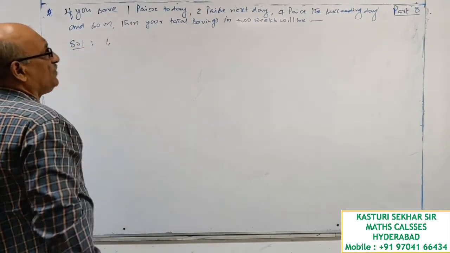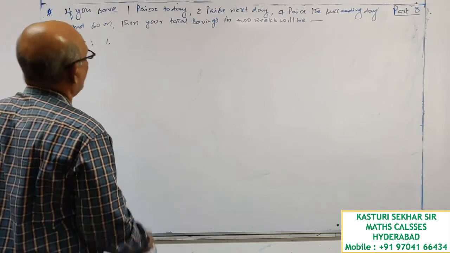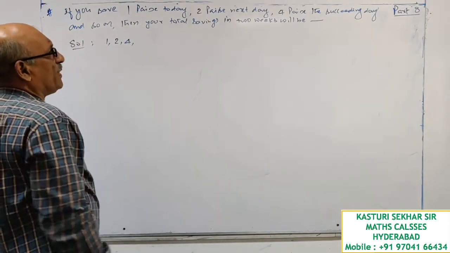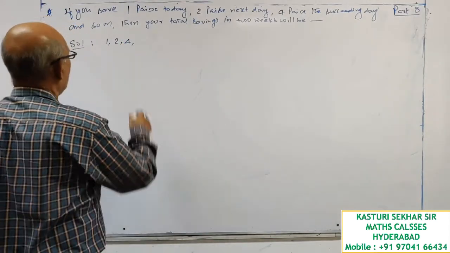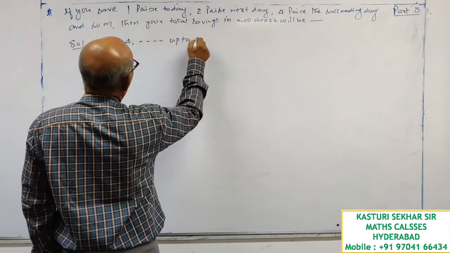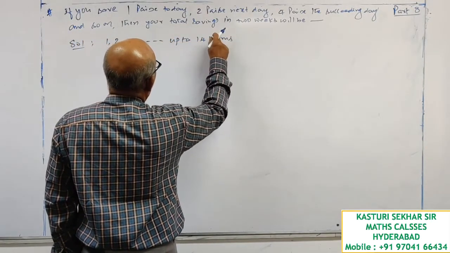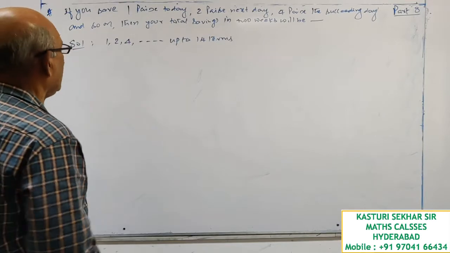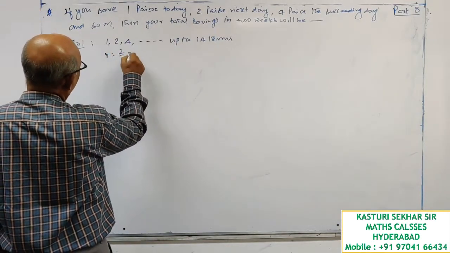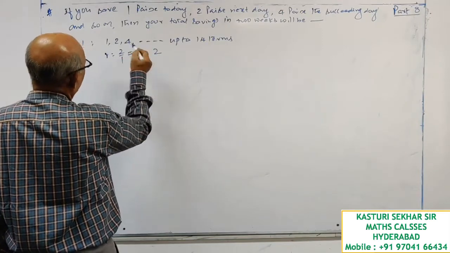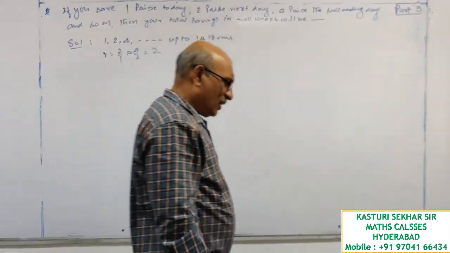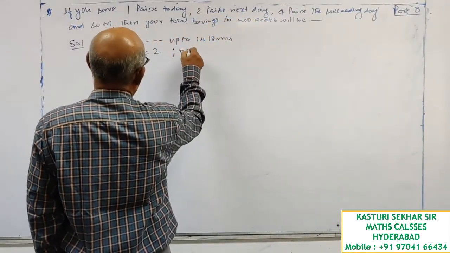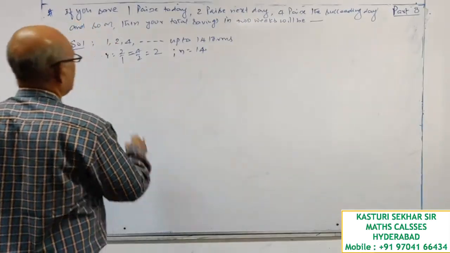Look at this, what is given. If you save 1 paisa today, the first term is 1; 2 paisa next day, 2 is the second term; 4 paisa the succeeding day means the third term is 4, etc., up to 14 terms. The process is carried on for 2 weeks, so the total number of terms is 14. Common ratio 2 by 1 is equal to 4 by 2 is equal to 2, and n is equal to 14.